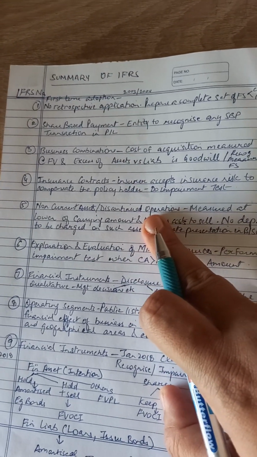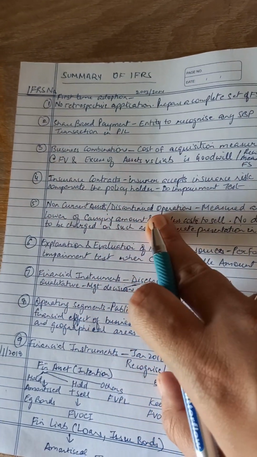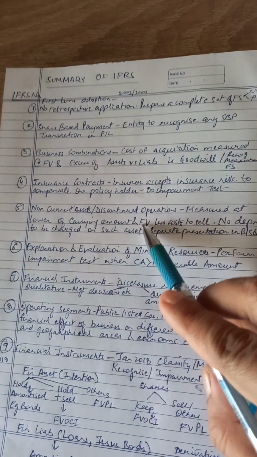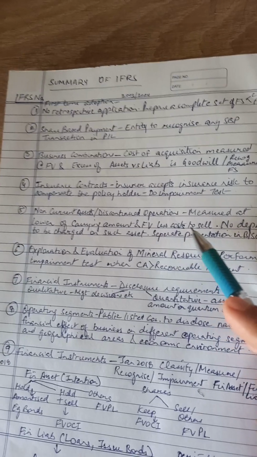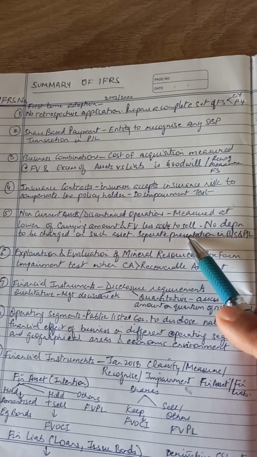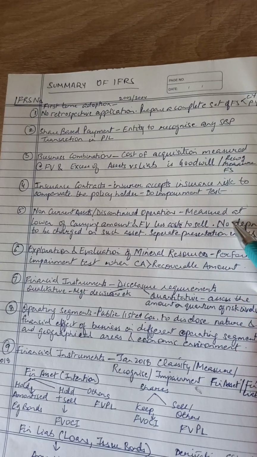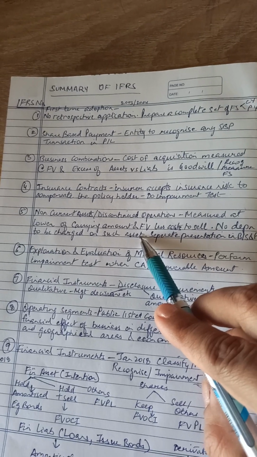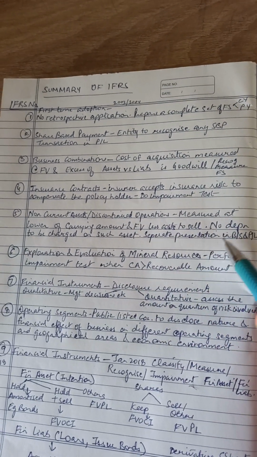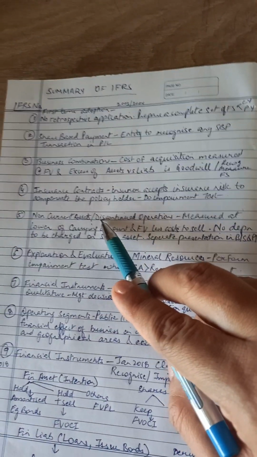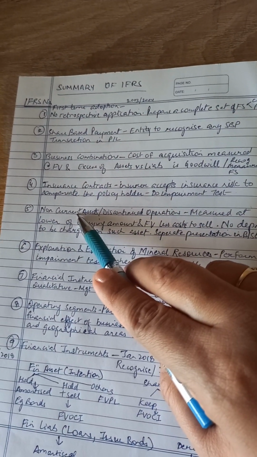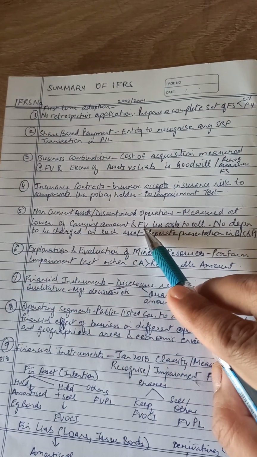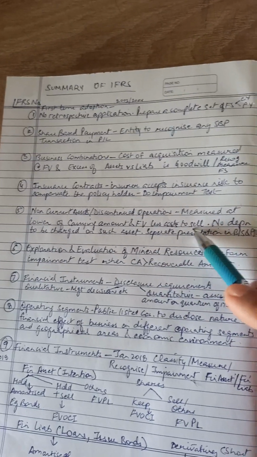Next, non-current assets held for sale or discontinued operations. Here it speaks about the non-current assets in a company or the discontinued operations. They should be measured at lower of carrying amount and fair value, less costs related to selling that item. The next point is that no depreciation is to be charged on such assets. The other disclosure requirement is that there is a separate presentation required in the balance sheet and P&L for such discontinued operations or such non-current assets. They will be measured at lower of carrying amount versus fair value minus the cost of selling that item.